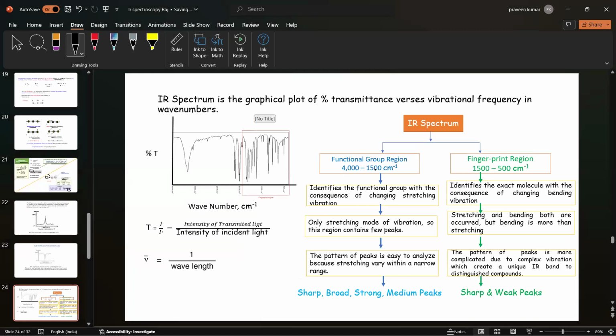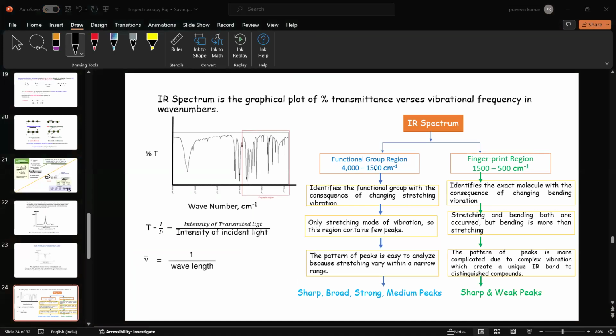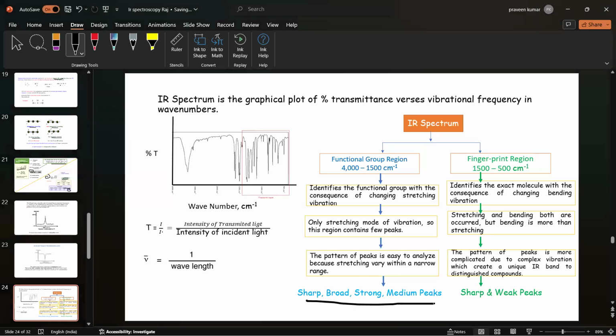As I mentioned earlier, what is the importance of the functional group region and the fingerprint region in the IR spectra? In the functional group region, the peaks are sharp, broad, strong, and medium peaks. These types of peaks are observed in the functional group region. In the fingerprint region, sharp and weak peaks are observed. The fingerprint region is specific to each and every compound, and each compound has a different fingerprint region. Two compounds having the same functional group, and hence the same functional group region, can have different fingerprint regions.